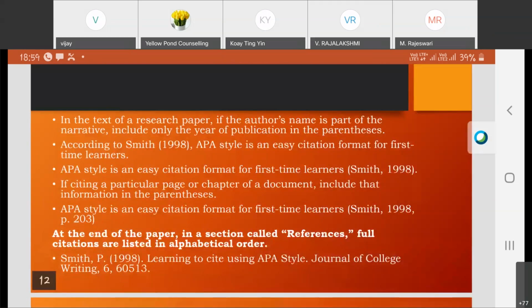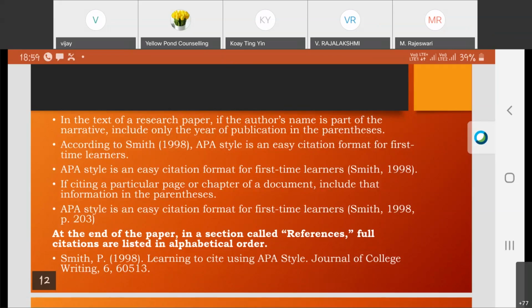In the text of your research paper, if the author's name is part of the narrative, include only the year of publication in parentheses. For example, I have given one example here: According to Smith (1998). So this is an appropriate in-text citation according to APA style.